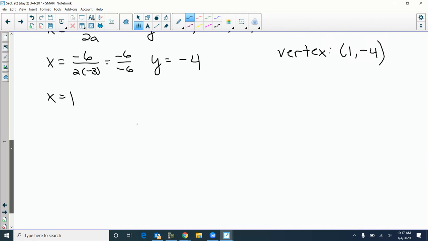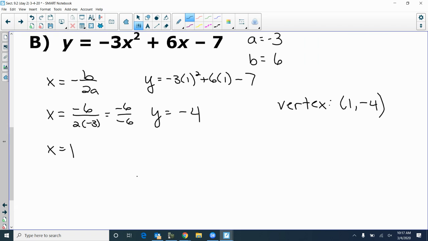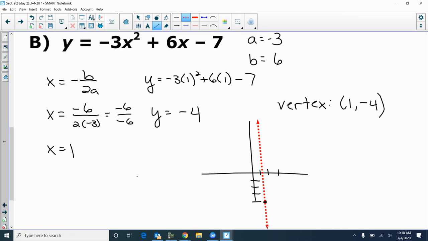Now you need to start tying all this information together. What does that graph look like? You should be able to give me some things, or at least have an idea of what that graph looks like. It has a vertex at 1, -4. The axis of symmetry. Is that straight? Yeah, close enough. That's our axis of symmetry.